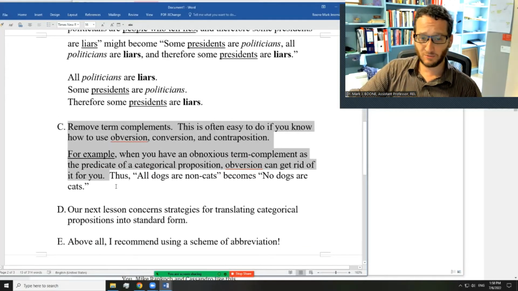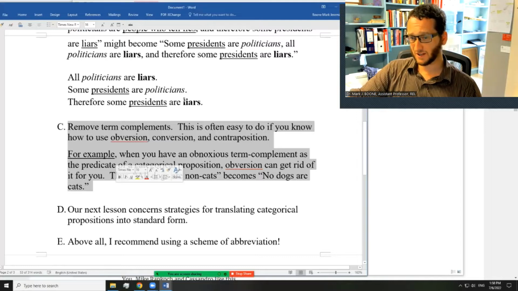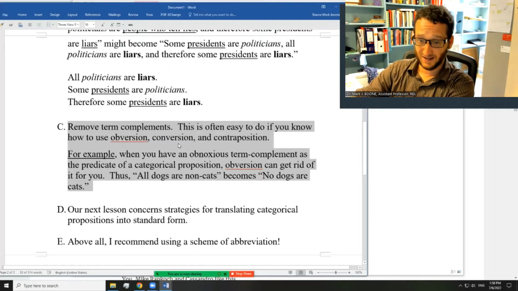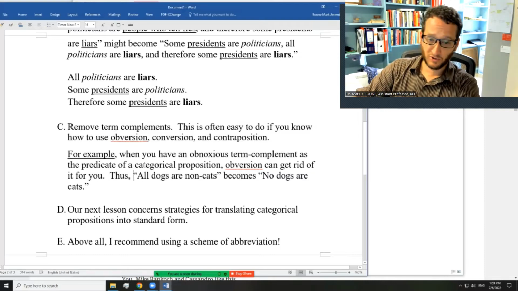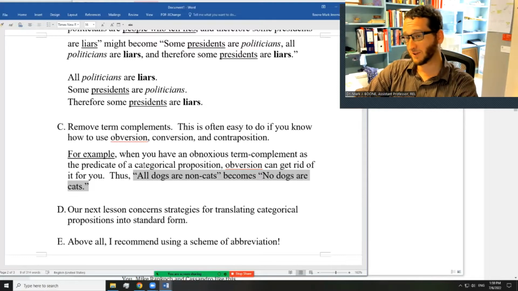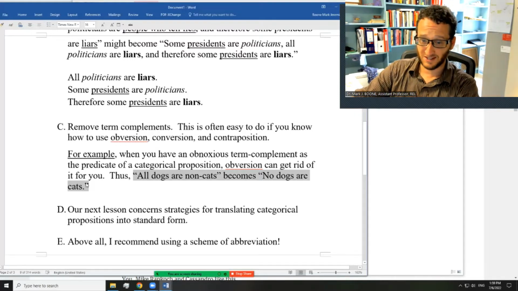Another useful strategy is to remove term complements. This is often easy to do if you know how to use obversion, conversion, and contraposition. For example, if you have an obnoxious term complement as the predicate of a categorical proposition, obversion can get rid of it for you. And that means change the quality of the proposition, i.e. make it negative if it's positive and make it positive if it's negative. Switch an E to an A and vice versa, or an O to an I and vice versa, while also replacing the predicate term with its term complement. In other words, all dogs are non-cats means the same thing as no dogs are cats. And this strategy will occasionally allow you to eliminate an obnoxious synonym.